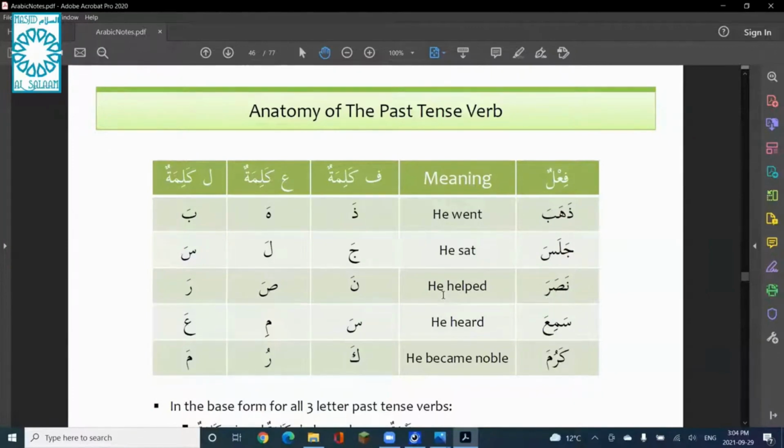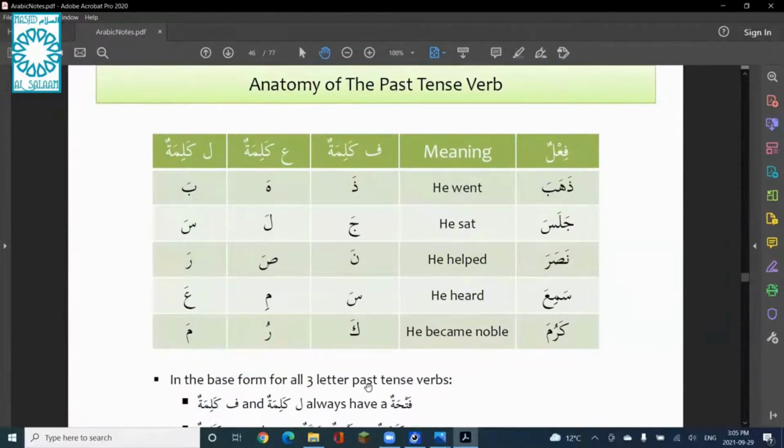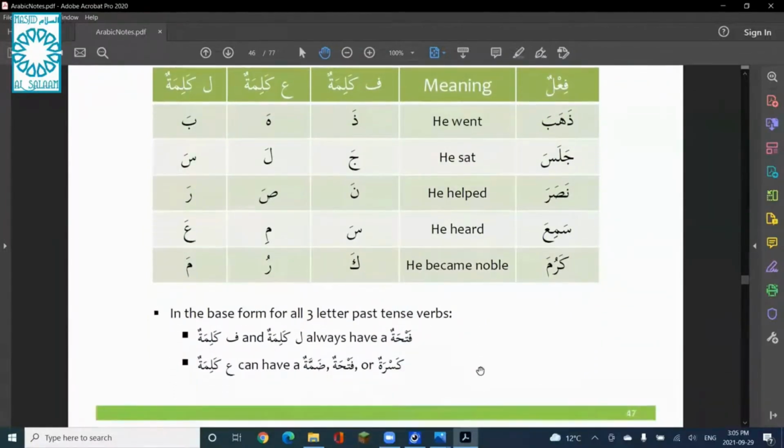Why are we translating he went? Because this is the very first form, and we know that huwa is hidden in it. So what is the fa kalima? Zal. Ain, ha. Lam kalima is ba. In jalasa, the fa kalima is jim. Ain kalima is lam. And lam kalima is sin. Nasara, noon, sad, ra. In this base form, for all three-letter past tense verbs, we have fa kalima and... let's not talk about this right now.